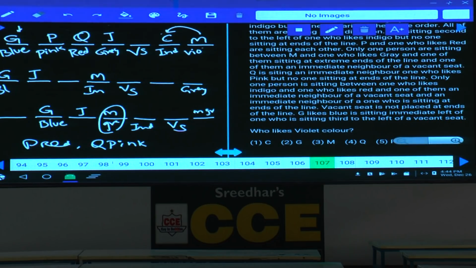Then question number 107, who likes violet color? Now tell me the person who likes violet. M likes violet color, that is choice 3.